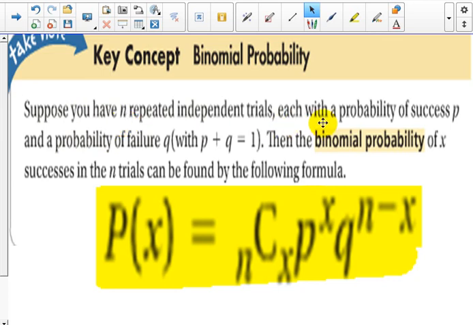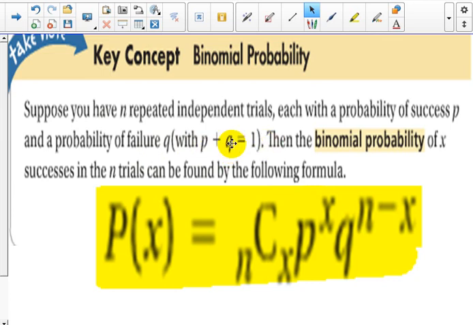Suppose you have n repeated independent trials. So there's your n, the number of trials, right? Each with a probability of success, p. So p is your probability of success, lowercase p that is. And a probability of failure, which is q. So p are your successes, q are your failures. So when you add those percentages up, like 60% of my experiments passed and 40% failed, well, 60 plus 40 percent equals 1. 1 whole. So p plus q equals 1.